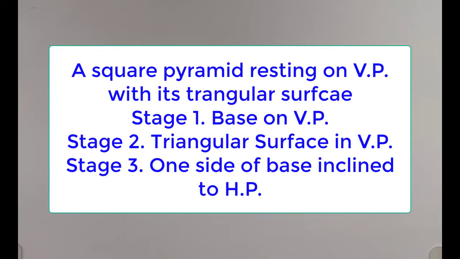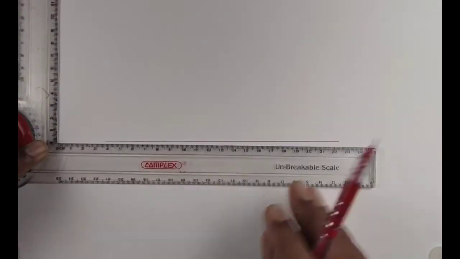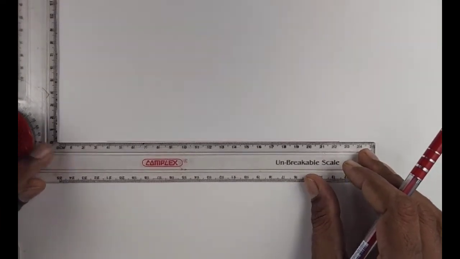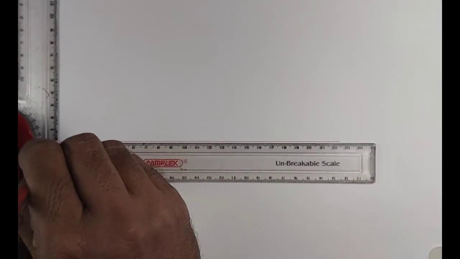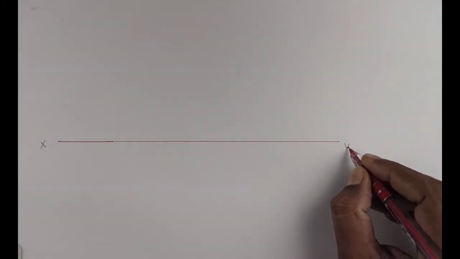with its base. So first off, we draw the XY line. This is our XY line. Above XY line, in our first angle system, we know there is a VP plane, and below XY line there is a HP plane.